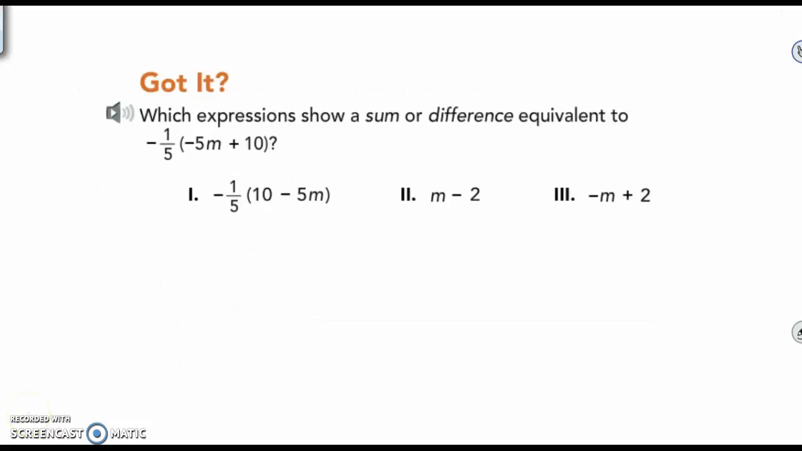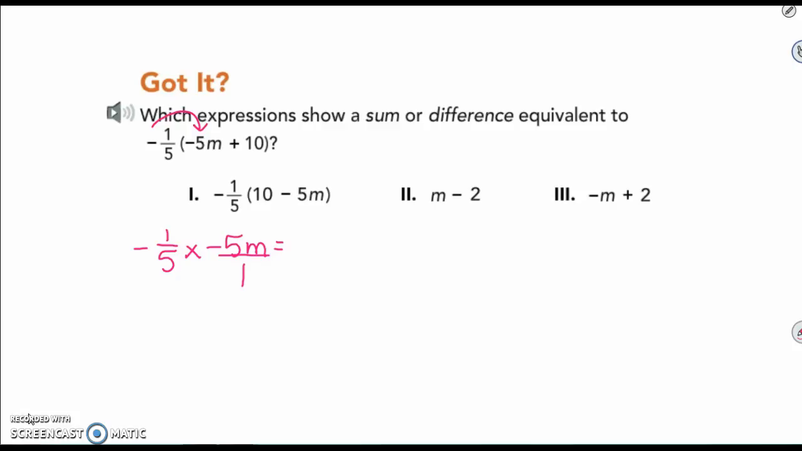Which expressions show a sum or difference equivalent to -1/5 times (-5m plus 10)? We're going to begin by multiplying everything in our parentheses times -1/5. -1/5 times -5m. If we put -5m over 1, we can solve.